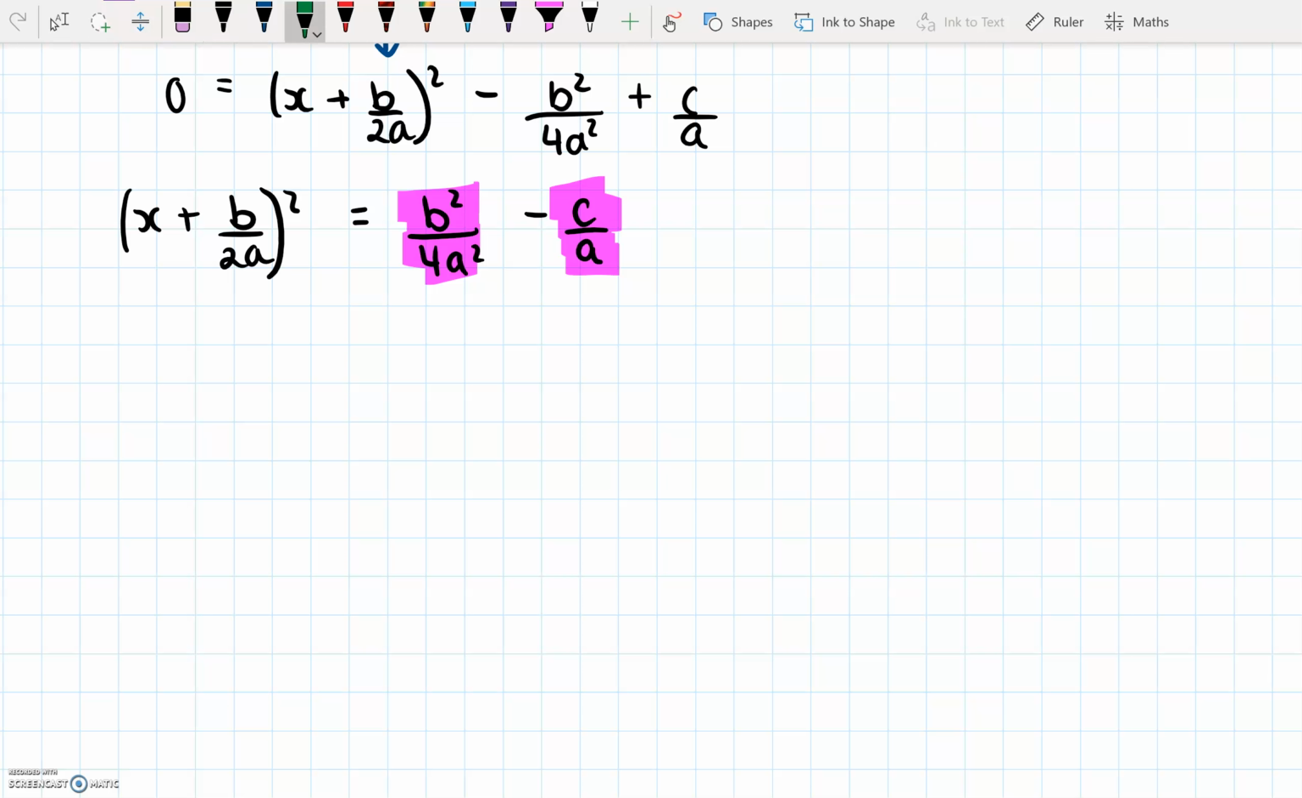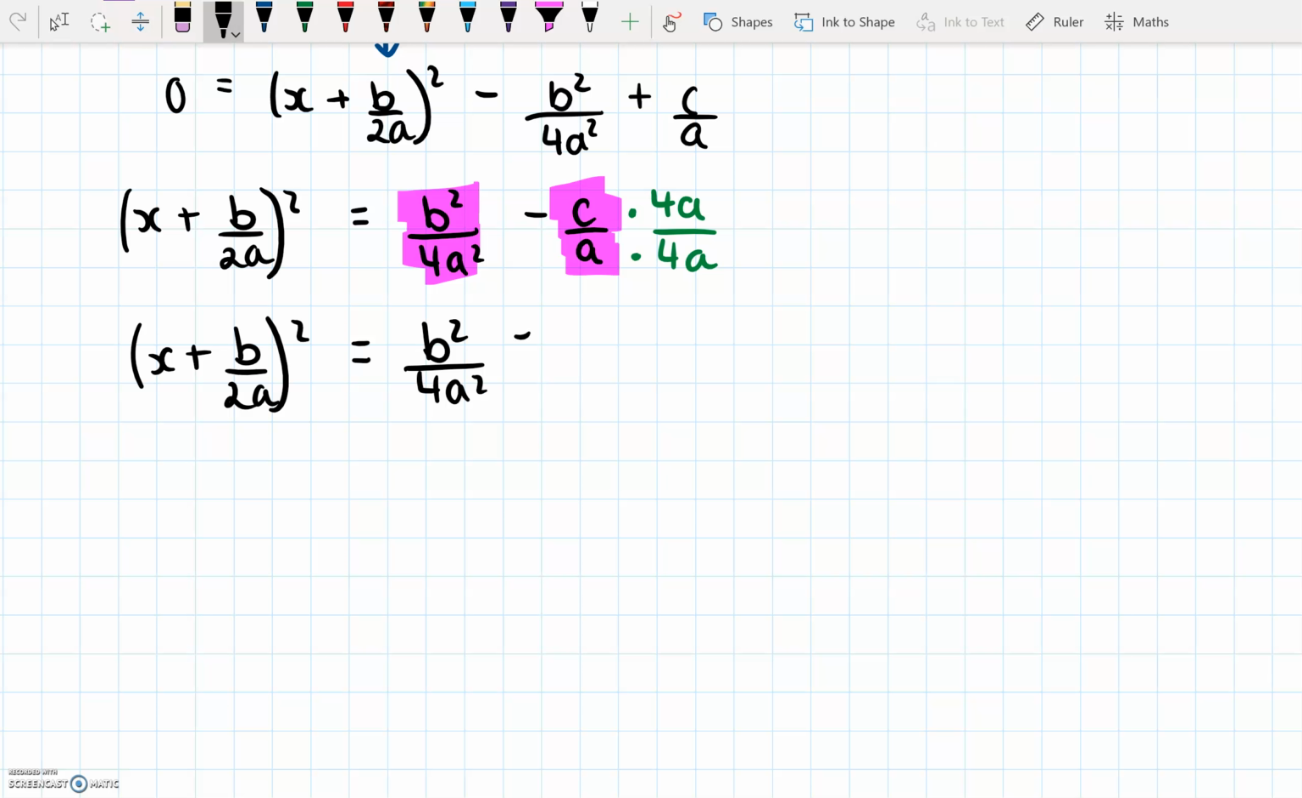So what we're going to do is multiply the first one by nothing, because a's in both of them. We're going to multiply the second one by 4a over 4a. So we multiply the numerator and the denominator by 4a, and we now have the same thing on the bottom. x plus b over 2a, all squared, is equal to b squared over 4a squared minus 4ac over 4a squared.